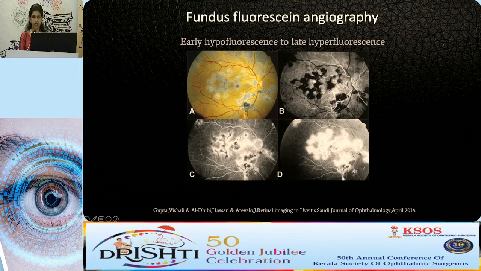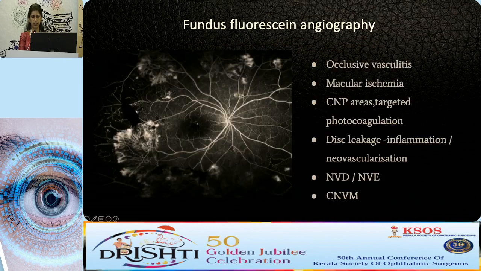Then we have fundus fluorescein angiography, which is helpful. In most cases of uveitis, we have early hyperfluorescence to late hyperfluorescence. And fundus fluorescein angiography now helps us, especially in cases of occlusive vasculitis, where you need to look at the periphery for capillary non-perfusion areas, and of course macular ischemia. CNP areas it is helpful to delineate, and targeted photocoagulation can be carried out. If there is disc leakage, you know that the optic nerve head is also inflamed, and NVD, NVE, all this can be well delineated with the FFA.